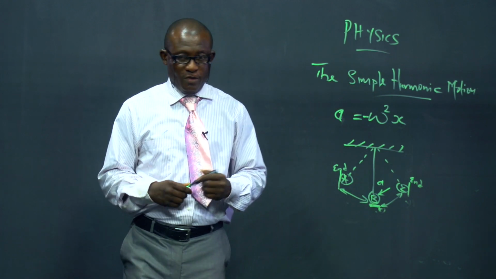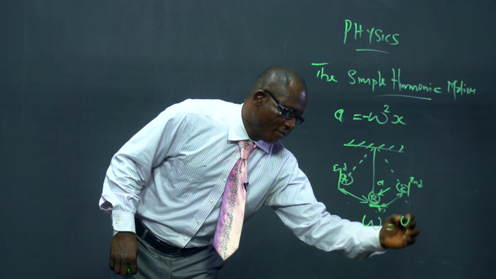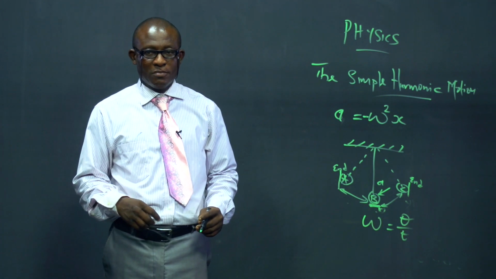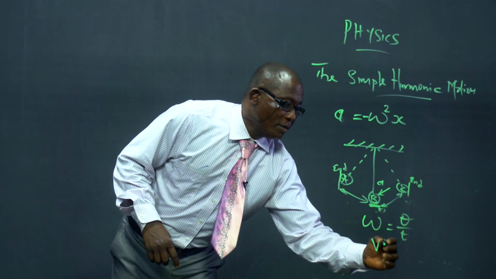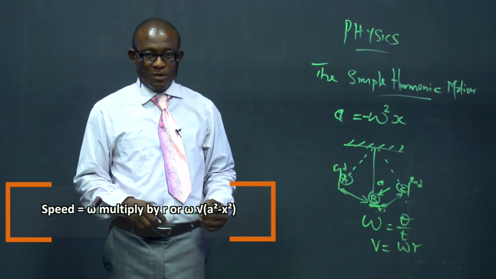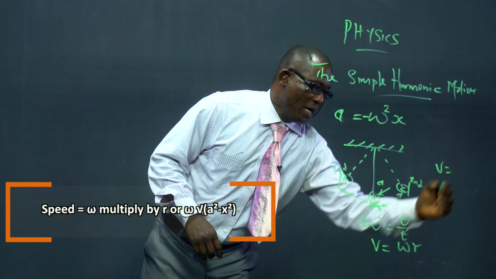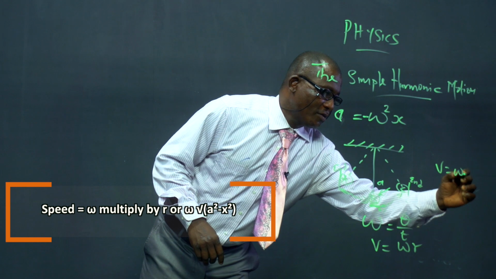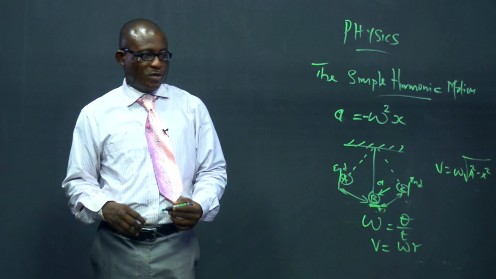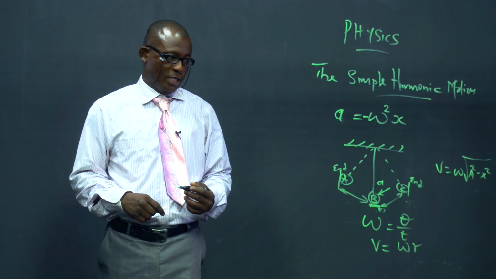All right, so omega is the angular frequency, that is the angle turned per unit time, while the speed is omega multiplied by r. Likewise, we can give the speed as omega square root of a squared minus x squared.